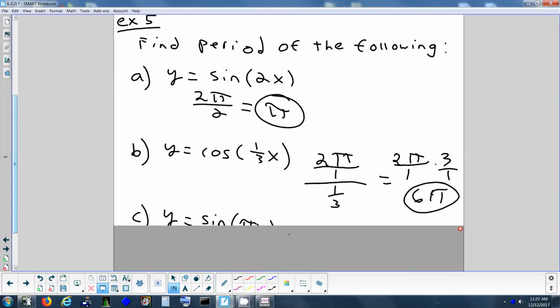Not 4 times. Not 6 times. 2 pi to 6 pi. 3 times. So the period started at 2 pi. By multiplying by 1/3, you stretched it out 3 times as much.